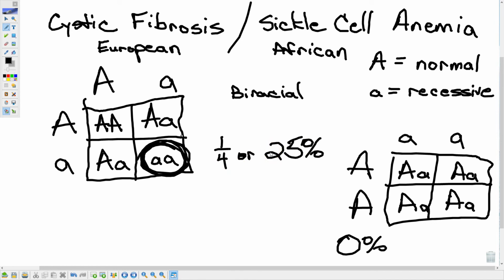I hope this helps. We're going to do Punnett squares in class and as homework, and I hope this helped.